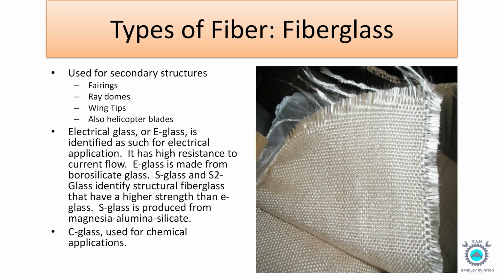layers of fibrils. Types of fiber: fiberglass, used for secondary structures, fairings, radomes, wingtips, also helicopter blades. Electrical glass, or E-glass, is identified as such for electrical applications. It has high resistance to current flow. E-glass is made from borosilicate glass. S-glass and S2 glass identify structural fiberglass that has a higher strength than E-glass. S-glass is produced from magnesia aluminosilicate. C-glass is used for chemical applications.